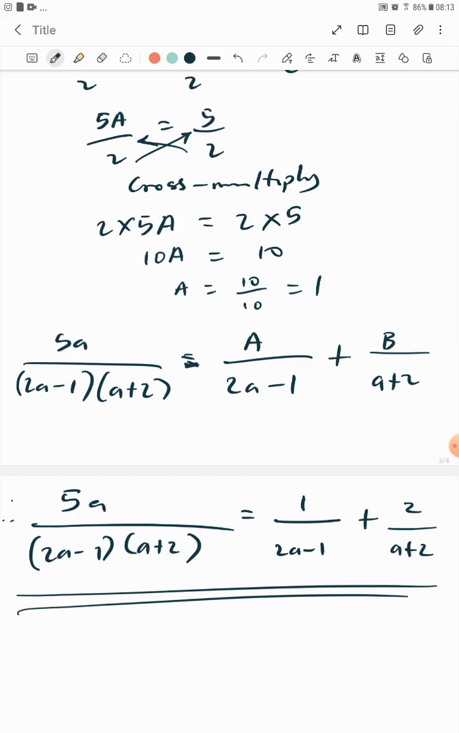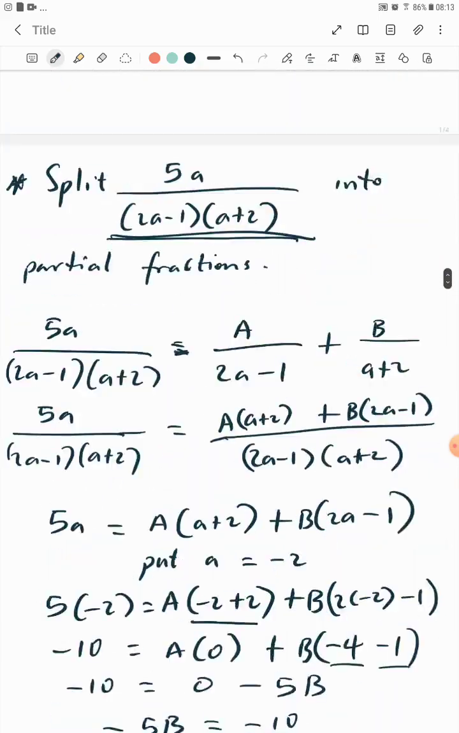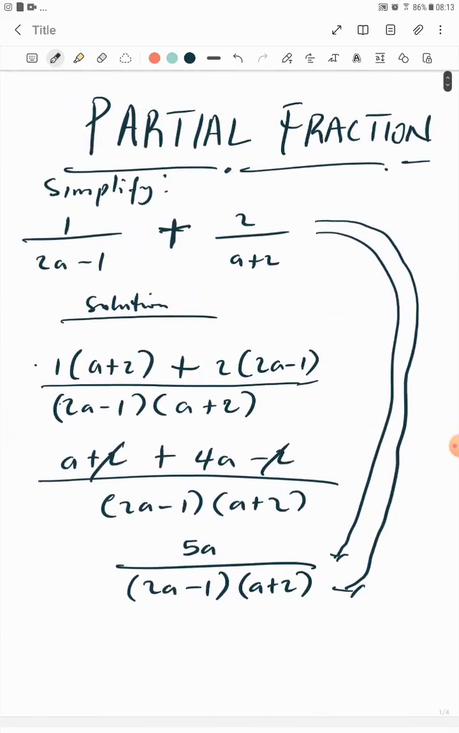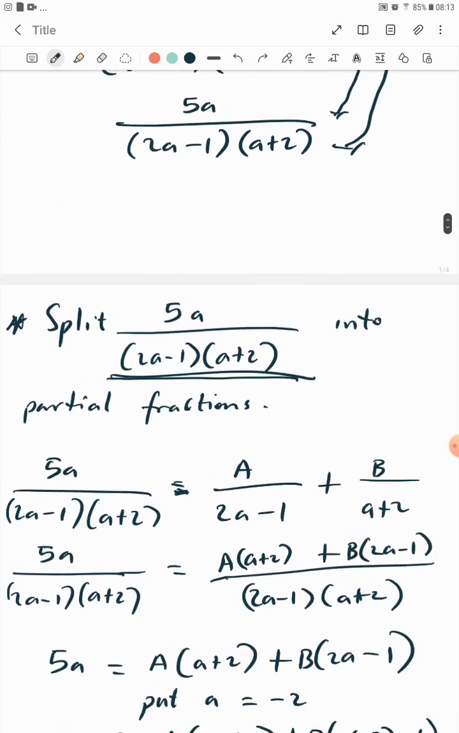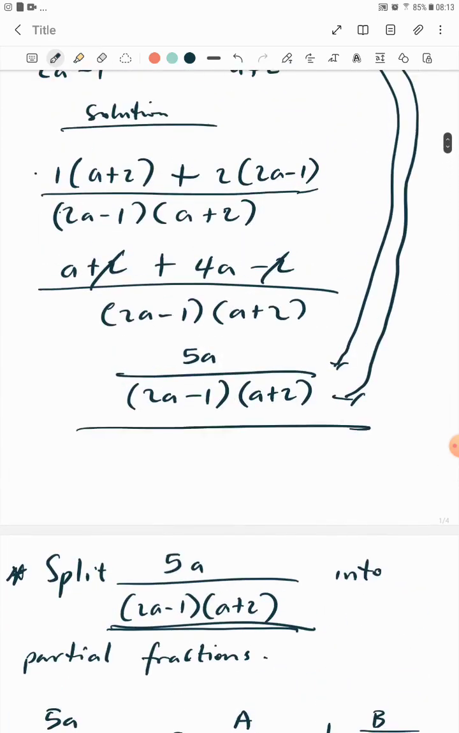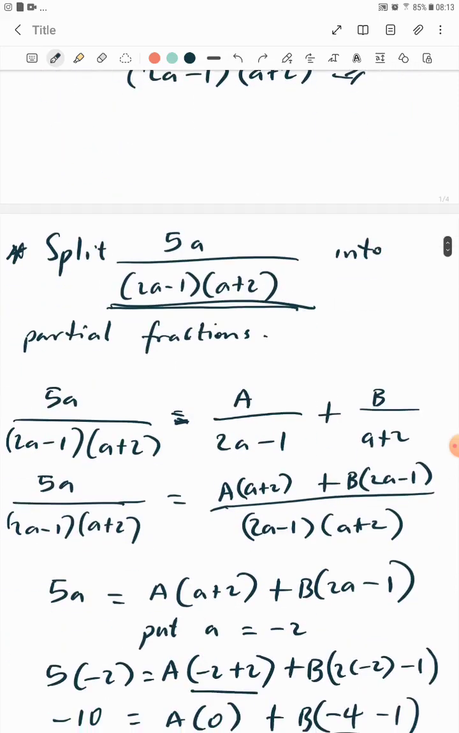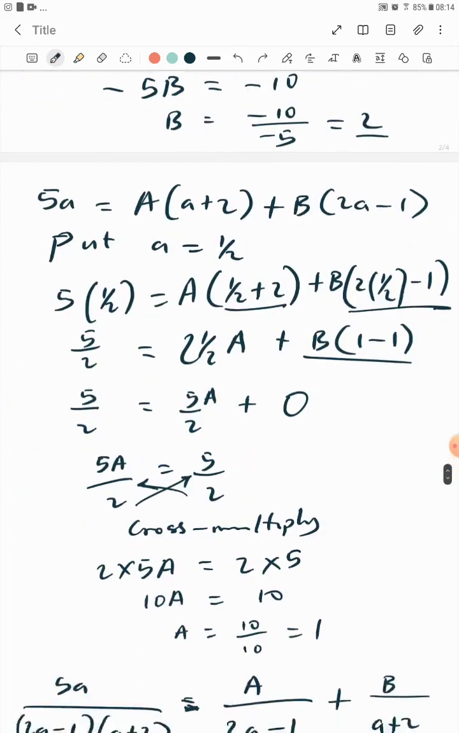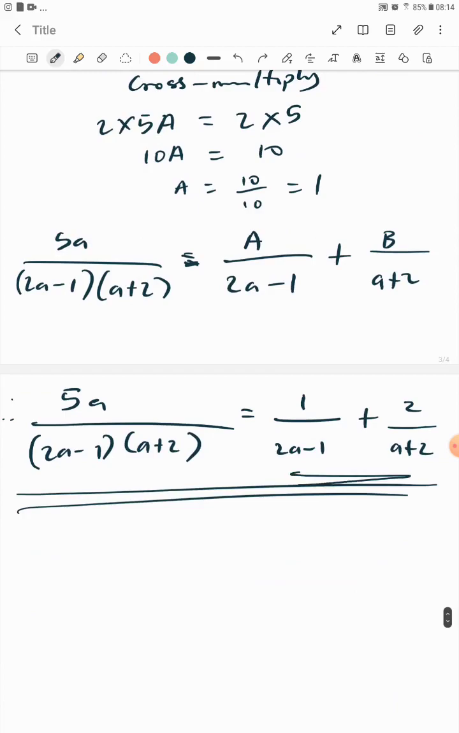So let's go and check. 1 over 2a minus 1, is that what we did initially? Of course, yes. You can see that is what we did. We did 1 over 2a minus 1 plus 2 over a plus 2. That's what gave us this. So what we have just done is just the reversal of the whole thing. We now took it from this, which is the complex rational fraction, and then we used it to split it down into this.